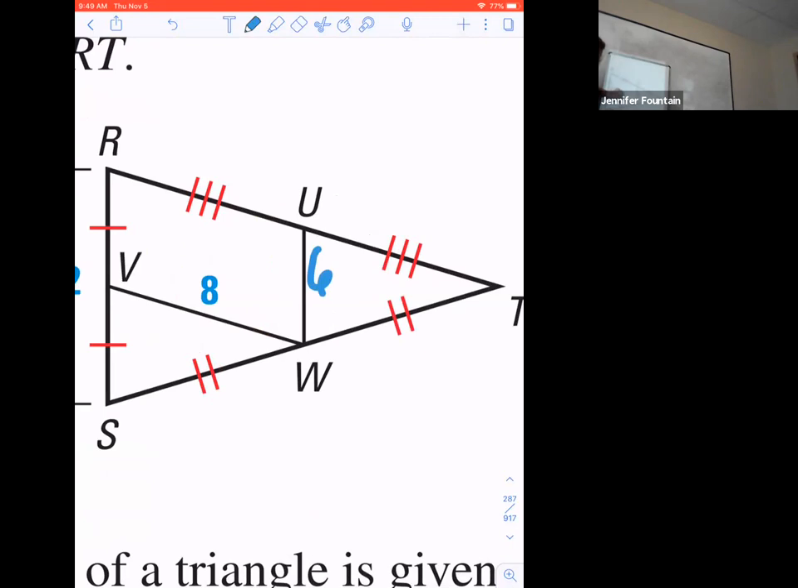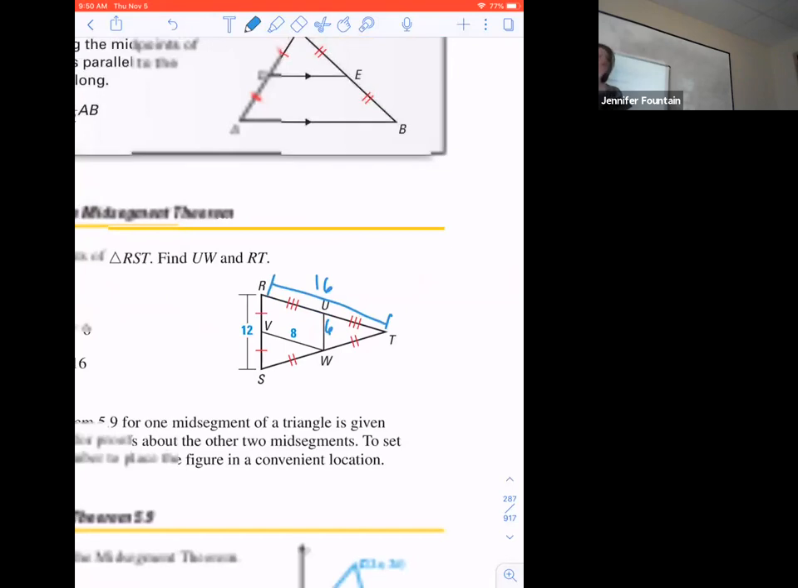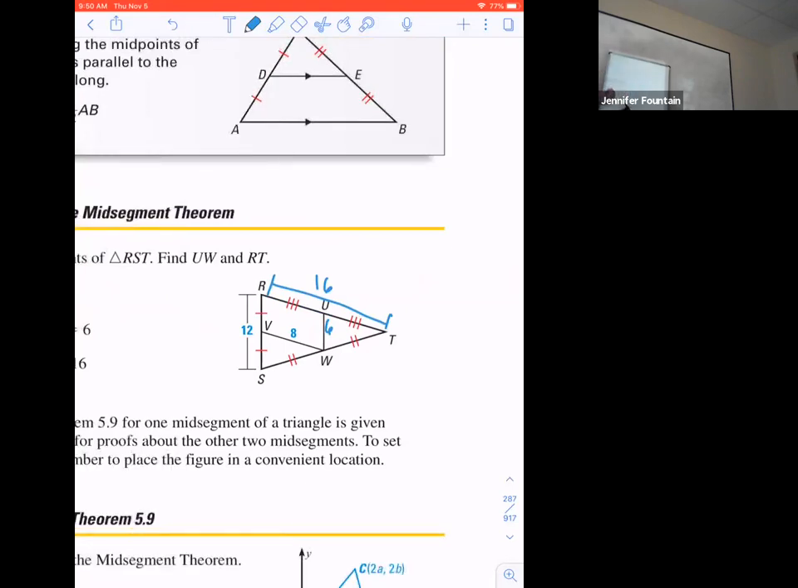Now, if we look at this one right here, this is a mid segment that they've told us is 8. What is my line that it is parallel to? RT is what it's parallel to. So if this is 8, then RT is going to be what? 16, because 8 is half of 16. So RT is 16. Okay, so I can use my mid-segment theorem to understand that if I have the measure of one, I can find the measure of the other by either dividing by 2 or multiplying by 2.